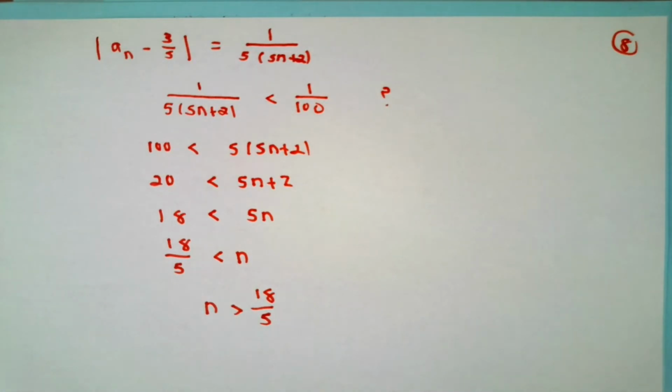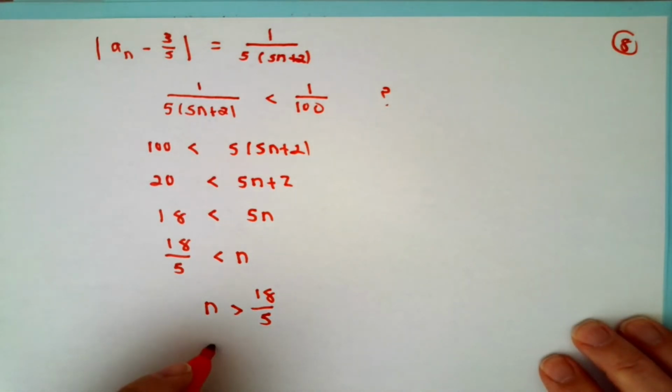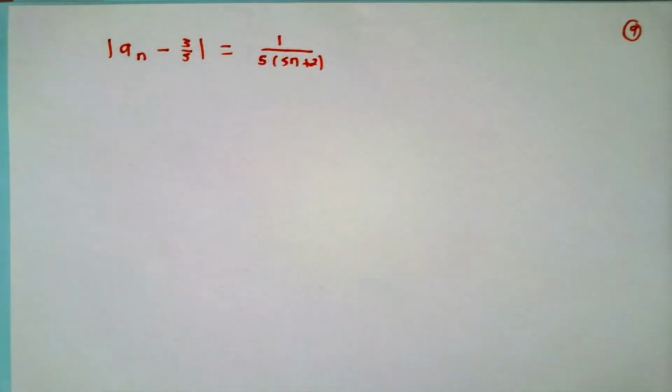This time the answer is still yes, but the n needs to be at least 18 over 5. N has to be a whole number, though, so the next biggest whole number after 18 over 5 would be 20 over 5, which is 4. If n is bigger than 4, then the difference between a_n and 3/5 in terms of how far apart they are is less than 0.01, 1 over 100.